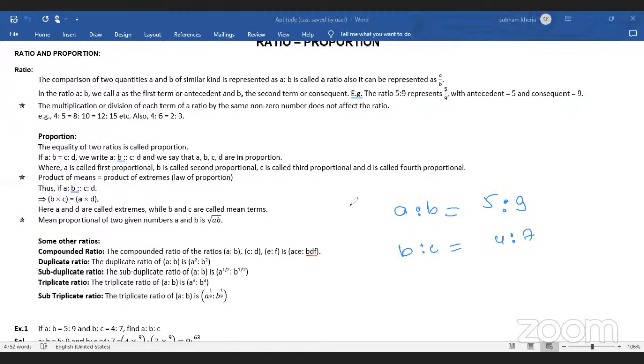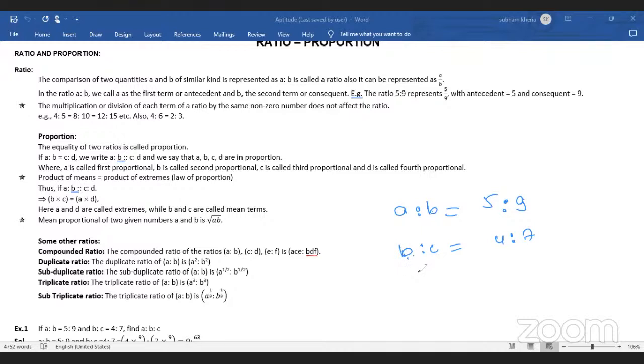To find A is to B is to C, first check which of the terms is repeating here. The term that is repeating is B. Here B, B, here B, B. Here B's value is 9. Here B's value is 4. How will you compare? We cannot compare. To compare, we must have the same value. If in the LHS we have B and B, in the RHS also the value of B should be the same, right? Here we have 9, here we have 4.